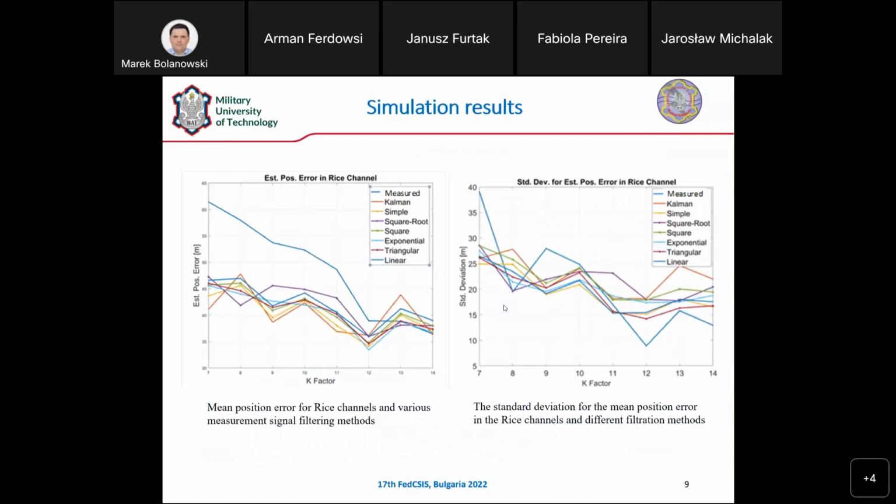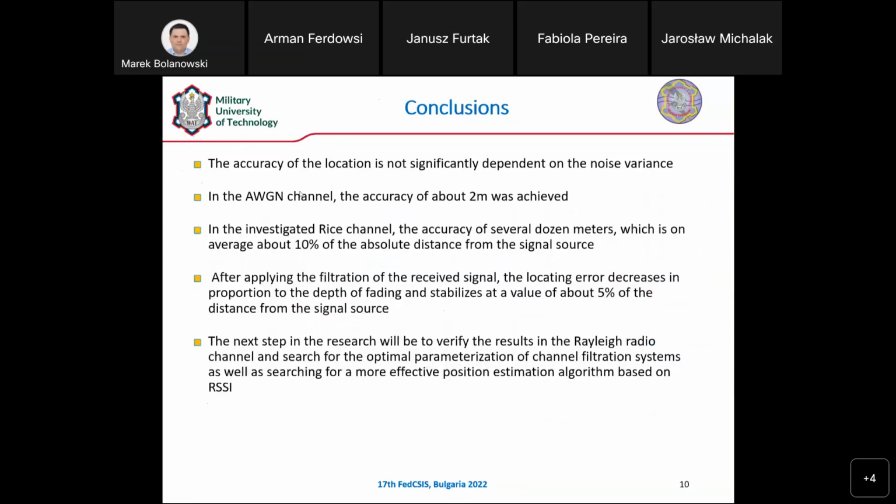As a result, as you can see here on the left picture, in comparison to the situation with no filtering and after filtering, the error can be lowered 2 times, and the standard deviation for estimation position is from 20 to about 25 meters. In conclusion, it can be seen that accuracy is not significantly dependent on the noise variance.